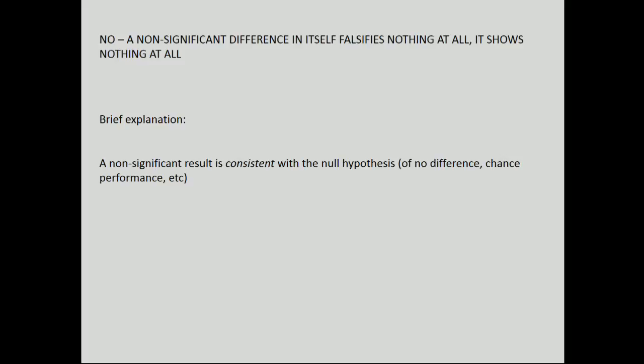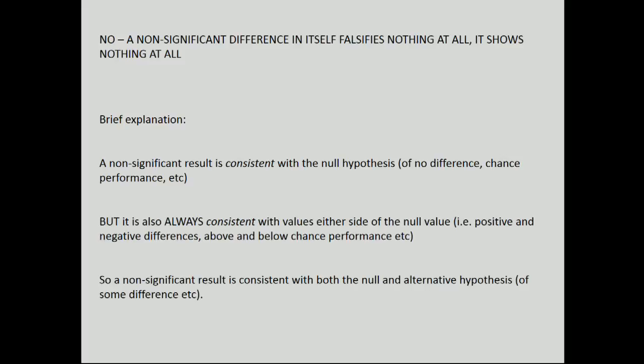But it's also and always consistent with some difference. A non-significant result is always consistent with there being some difference there as well. It's consistent with no difference and it's consistent with some difference. In other words, it's consistent with the null hypothesis, but it's also consistent with the alternative hypothesis. It's consistent with the null hypothesis and it's consistent with your theory. So a non-significant result in itself gives you no grounds for favouring one of those two theories over the other.